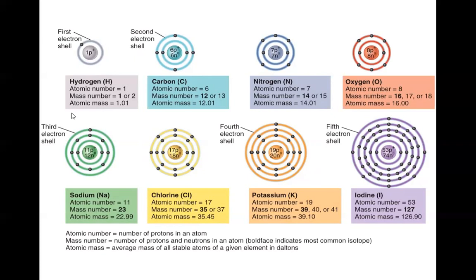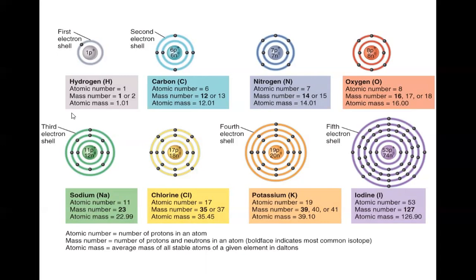Okay. Carbon, atomic number is 6. 2 in the first ring. Remember, we fill from the inside out. That leaves us with 4 in the outside ring. Is carbon happy? No. What does carbon need? 4 more. Very good. Everybody see that?